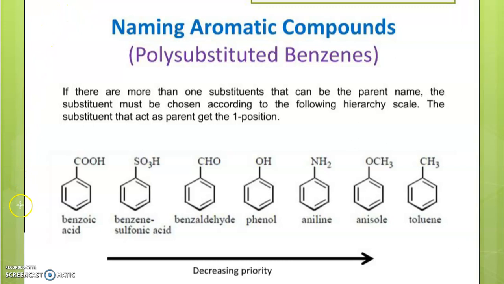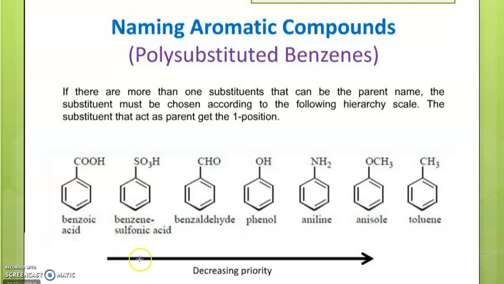Meanwhile, this is an important handout that you need to have when you want to learn naming aromatic compounds, especially for polysubstituted benzene. There is monosubstituted benzene, disubstituted benzene, and polysubstituted benzene. For monosubstituted benzene, it's easy. For example, you have the benzene, and then you have C double bond OOH, or COOH, in one position, so known as benzoic acid. This is a common name, benzoic acid.